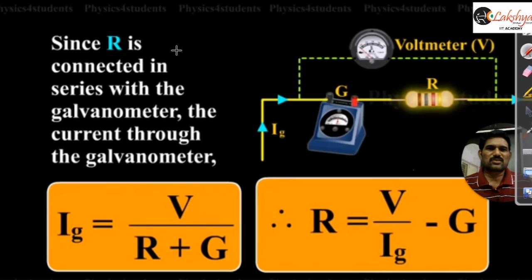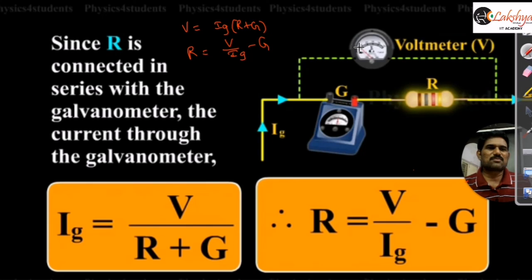You can also write this value as the potential difference across this. We can write V is equal to Ig into R plus G, the potential difference across this combination, right? And so from this I can write this value as R is equal to V by Ig minus G. Simply you can remember like this.